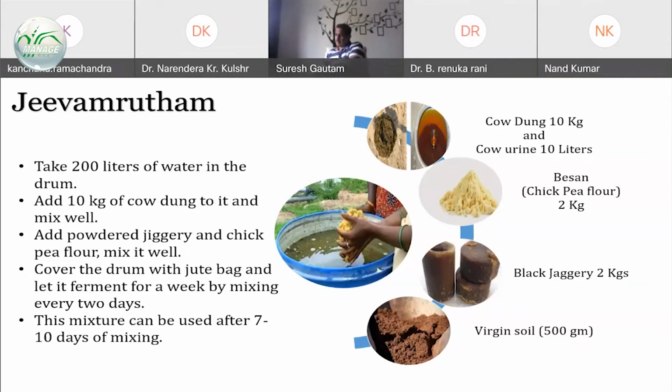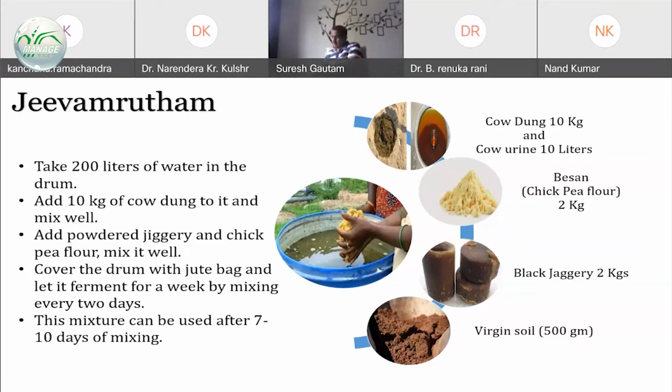This is most important. For 1 acre, 200 liters of Jivamritam is sufficient. If a paddy is there, through the irrigation channel, you can slowly pour the Jivamritam in the channel where the water is entering into the field. So it will spread over the entire area. So this will be sufficient. And we have to give it every 30 days interval by soil application.